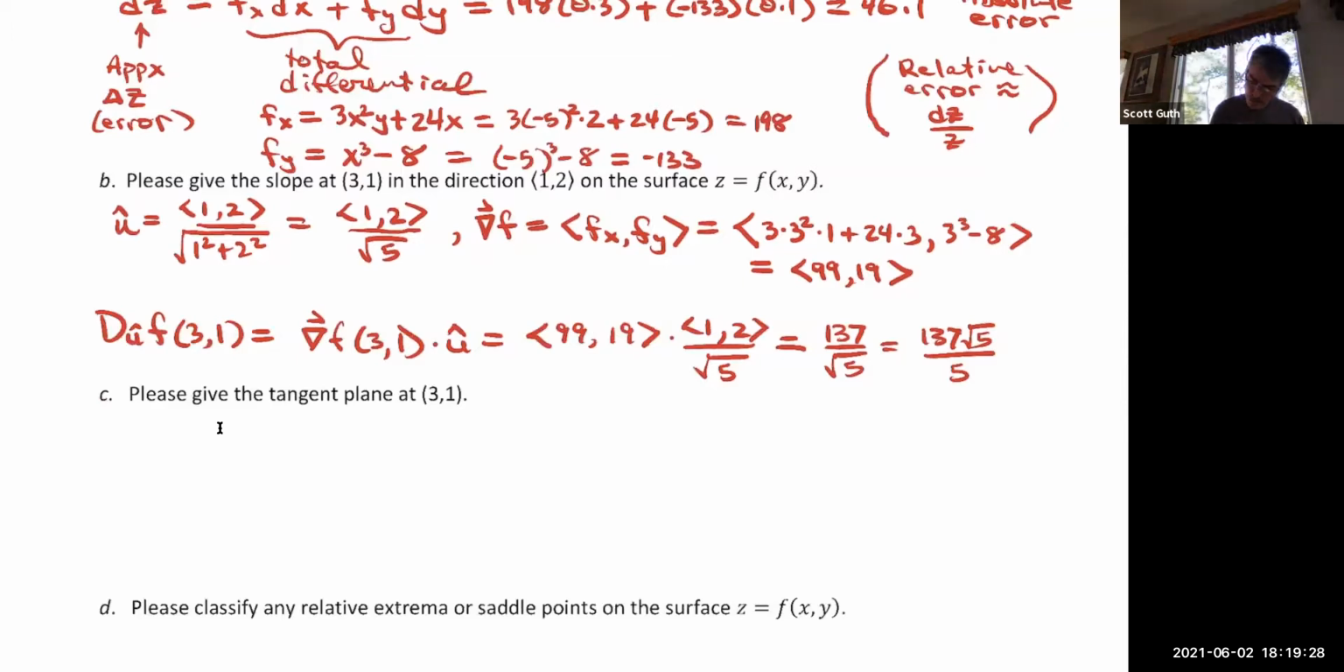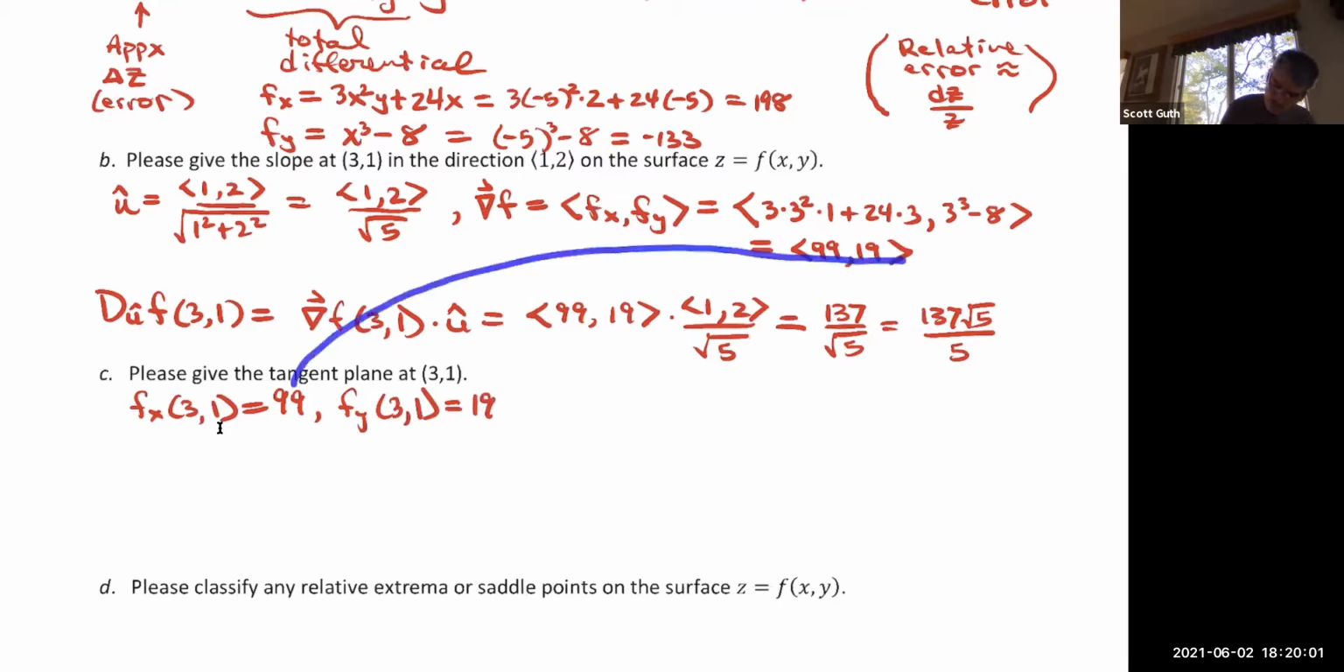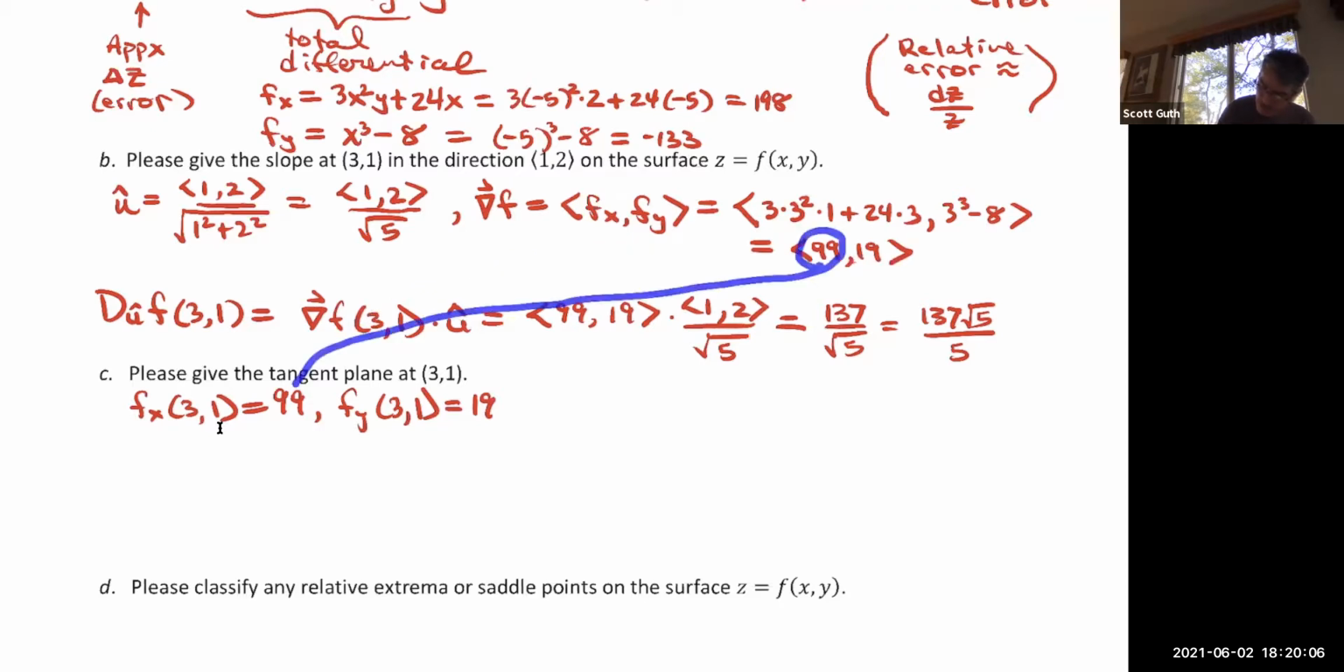Now C, it's using the same point here, 3, 1, as the point in the directional derivative. So here you need fx at 3, 1, but we did that up above. It's 99. And fy at 3, 1 is also up above. It's 19. So I'm just pointing, the 99 is this guy, and the 19 is that guy.